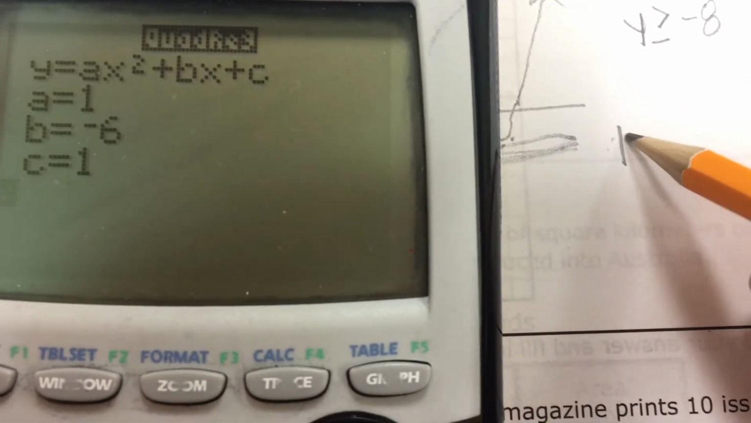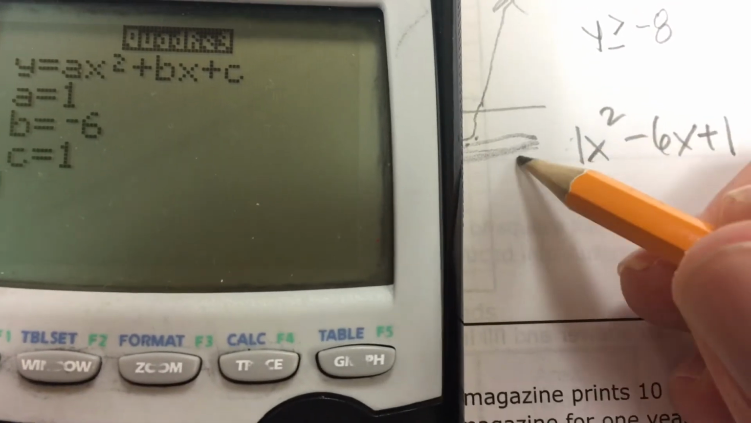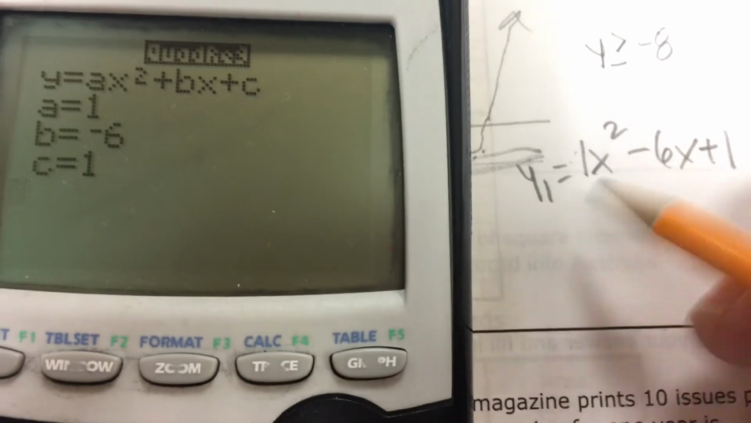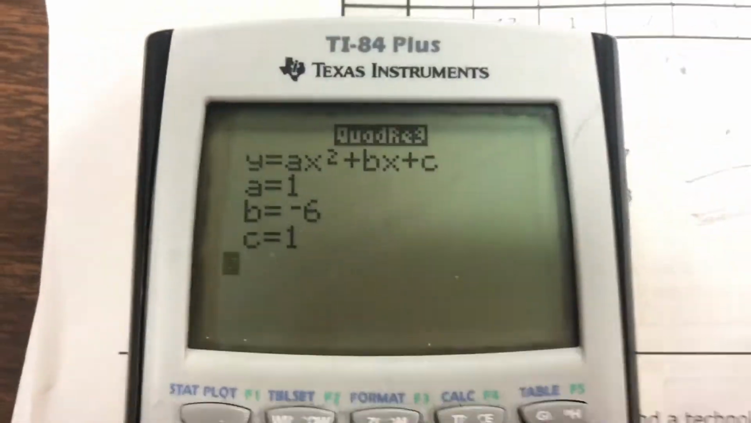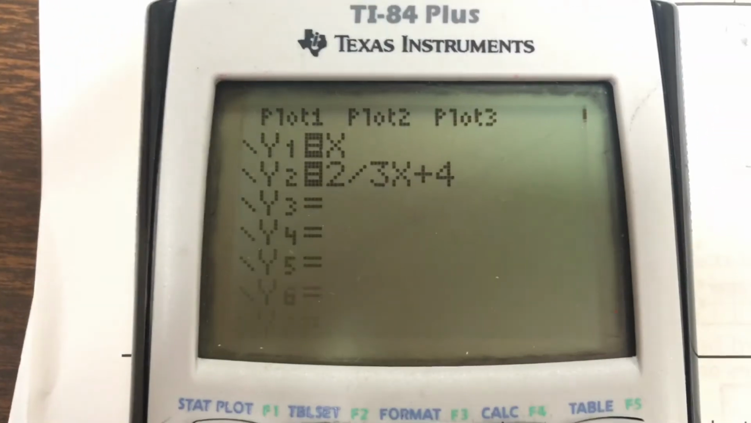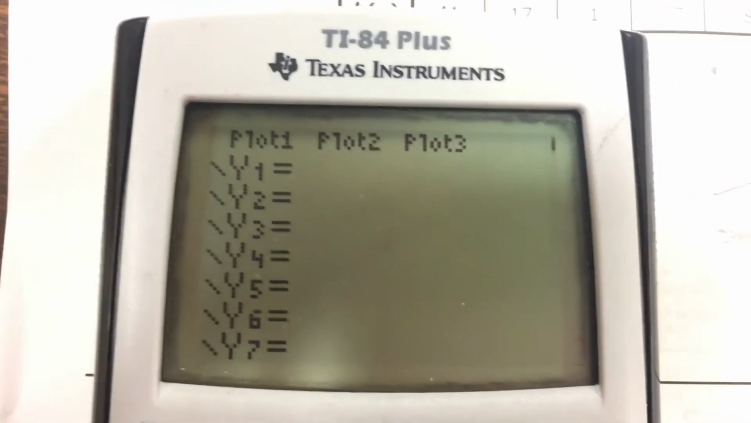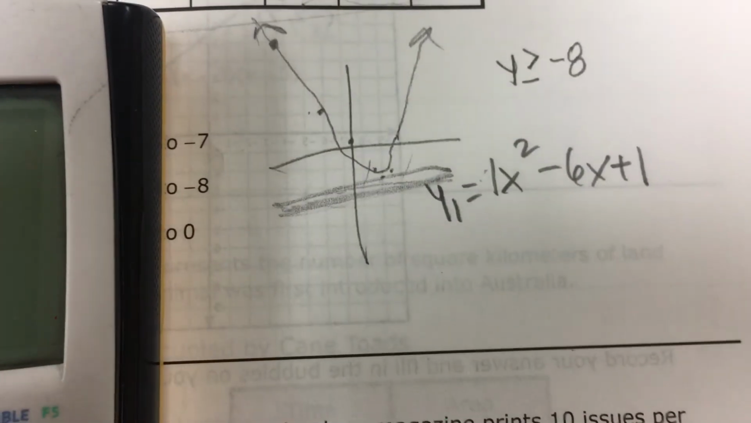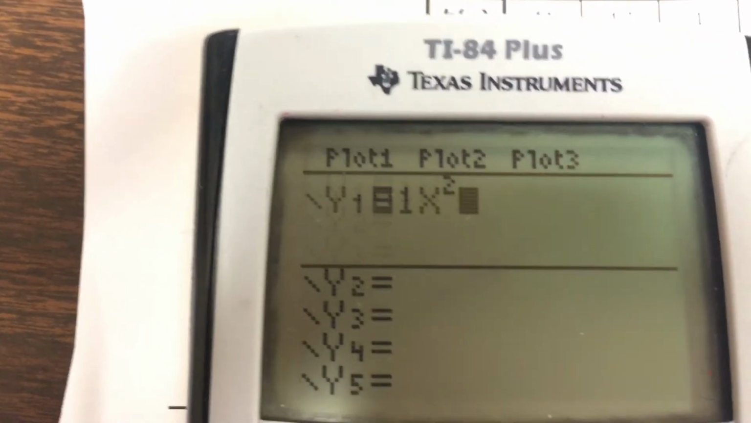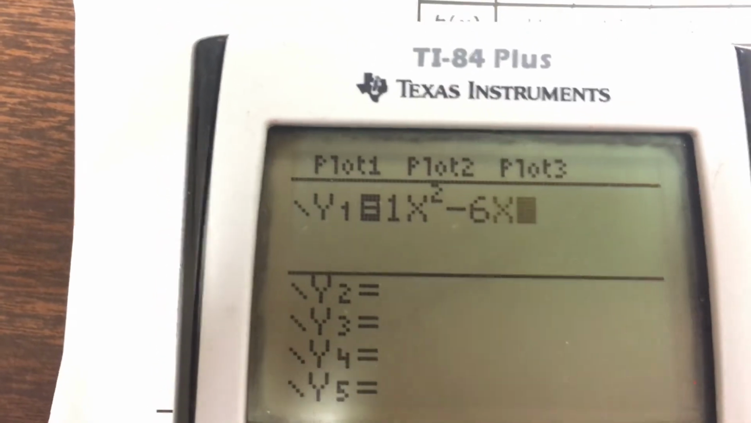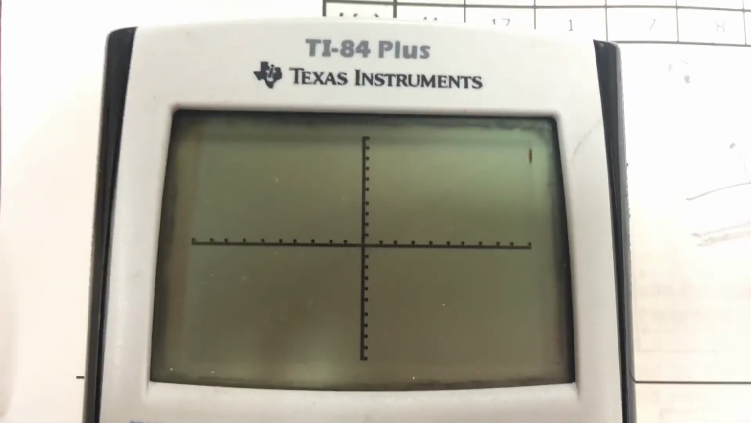We have 1x squared minus 6x plus 1. Now I'm going to go to my graph and put this in y1 so I can look and see what the graph would look like. It's going to look basically like the one that I sketched out for you. So y equals, let's clear both of these from the last problem. We got 1x squared minus 6x plus 1. So 1x squared minus 6x plus 1. I'm going to hit graph so I can see what it looks like.